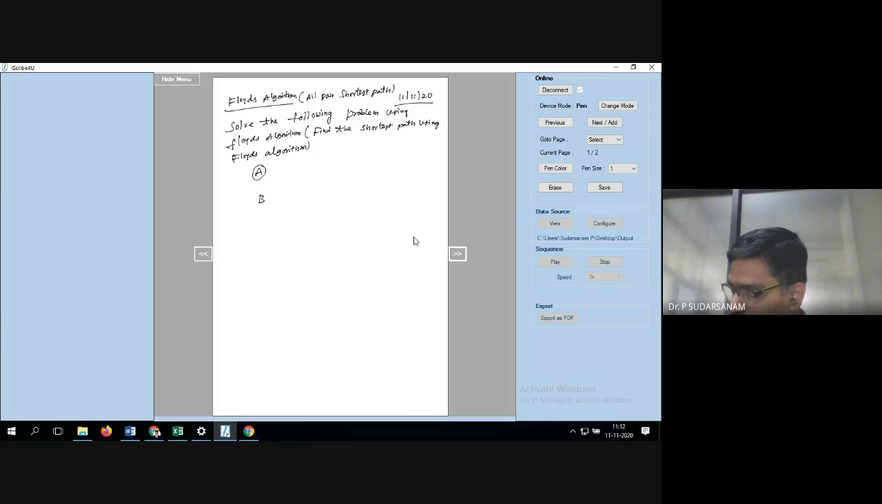A, B, C. First, let us solve the simple problem, then we'll go for the complicated one. Four. This is called 2. This is called 5. This is called 3. This is one problem.